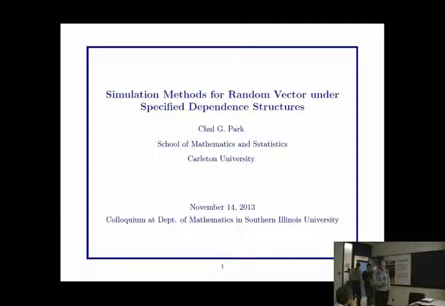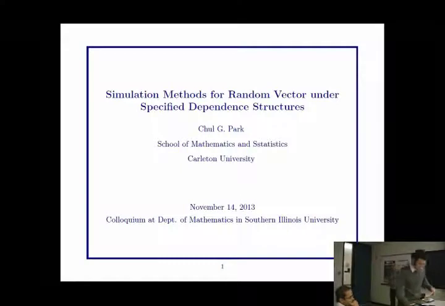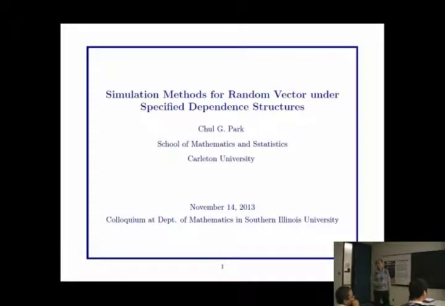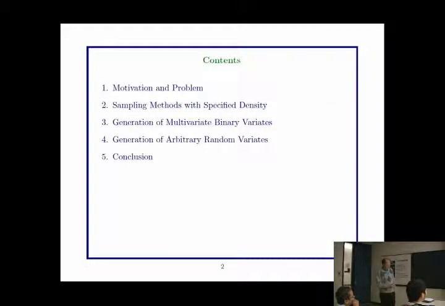In this talk, I discuss some simulation methods for generating random data under specified dependent structure, where dependence means correlation between any pair of variables. My talk is in this order: first motivation and problem, and I will discuss briefly the sampling method as these are completely specified, and then I'll discuss the multivariate case, the multivariate binary case, which is very simple, but still there's some problem. Also, I will talk about some more general cases, and then I will conclude my talk.